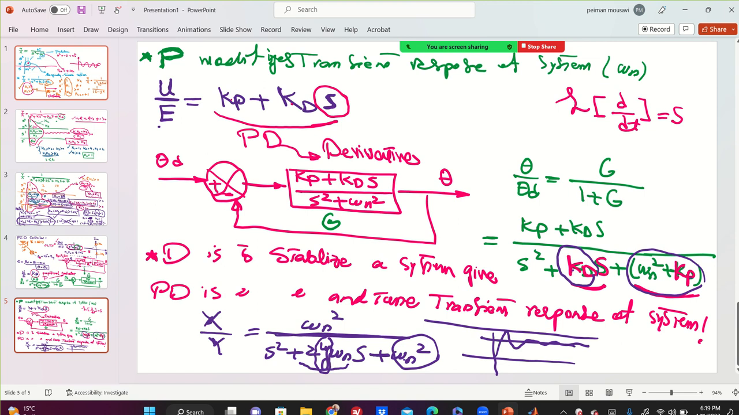And the time of the peak was this. Tp was pi over omega d. Omega d was a function of zeta and omega n. Remember? So you see that the PD is a stabilizer because of adding S, and it tunes the transient response. Clear, everybody? Yes. Good.